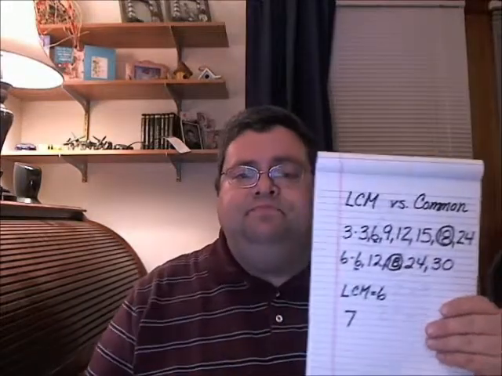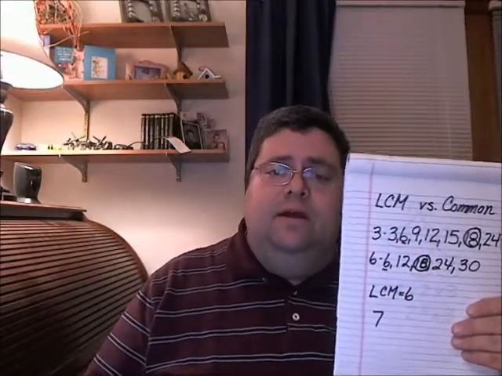I now want to take a moment just to talk about the differences between least common multiple and just general common multiples. Because while these two numbers are always going to have a least common multiple, they have many other multiples that are going to be common as you count on forever and ever and ever. It just keeps going. Let's look at 3 and 6, for example.